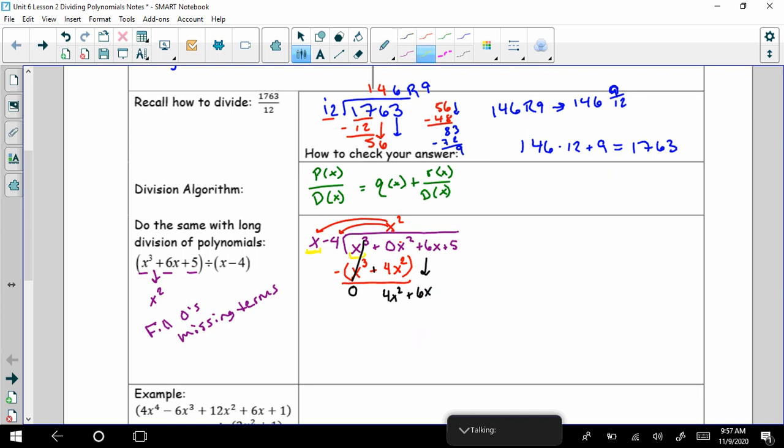Okay, and then we repeat that process. So we're going, how many times does x go into 4x squared, right? So that's plus 4x. And then we multiply, so we get 4x squared. Those two first terms should match. Minus 16x. And then we subtract. All right, so those two cancel as they should. 6 minus negative 16 is the same as plus 16, so we have 22x. And then we bring down our next term.